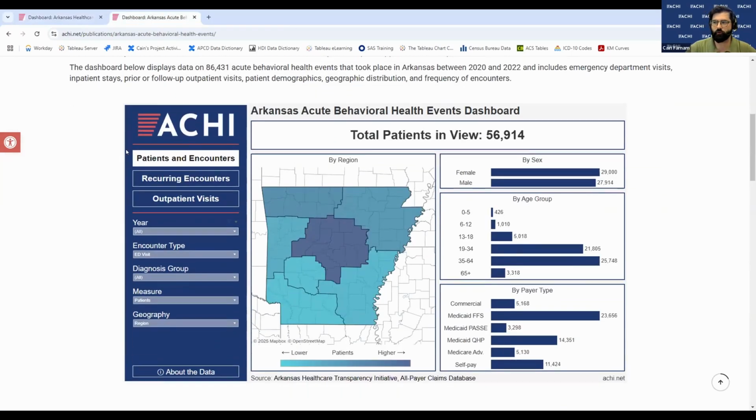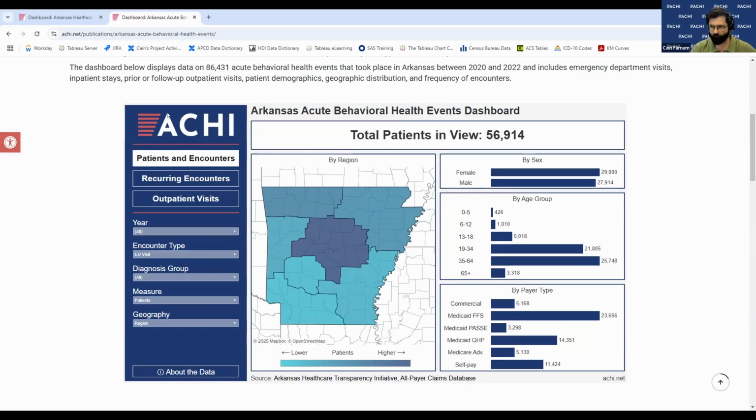I will move on to our second dashboard. This dashboard is titled the Arkansas Acute Behavioral Health Events Dashboard and is a subset of the APCD population. We gathered all individuals that had medical claims with a behavioral health diagnosis using the ICD-10 CCSR categories. So we're not looking at the entire population, just those individuals. This first window here simply captures the number of patients and encounters that those patients had for those specific diagnoses in the ED or the inpatient setting.